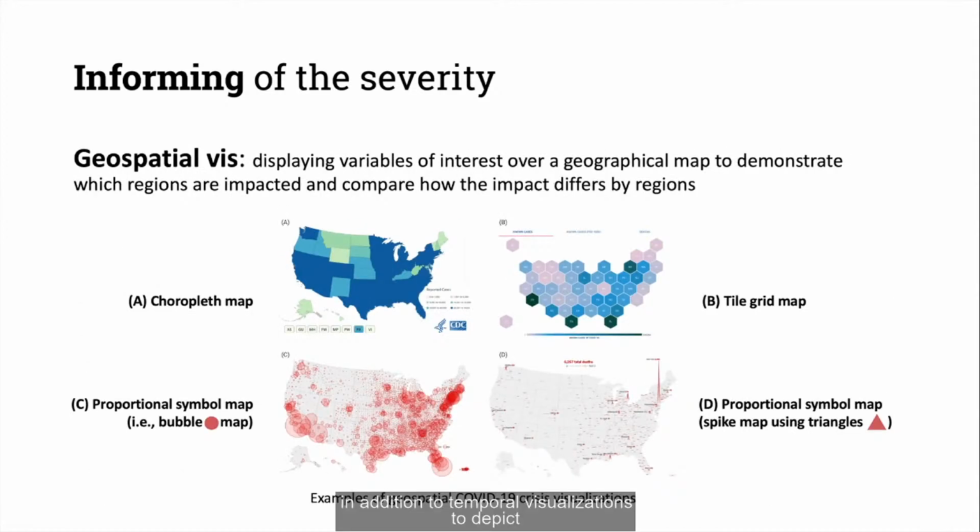In addition to temporal visualizations to depict the trajectory of the pandemic, geospatial visualizations displayed variables of interest over maps to demonstrate which regions were impacted and compare how the impact differs by regions. Among all the map-based visualizations we analyzed, color-plus maps were the most popular option, followed by the proportional symbol maps, especially the bubble maps.